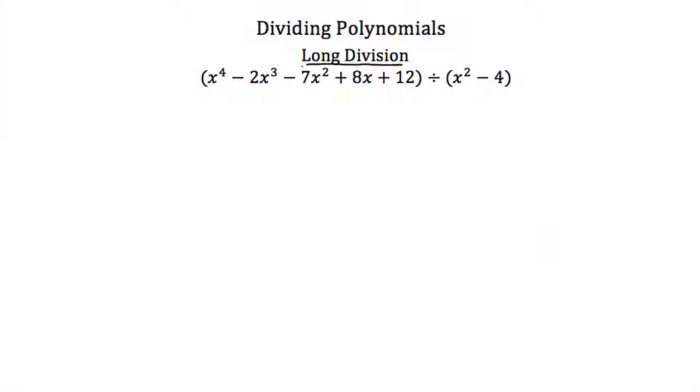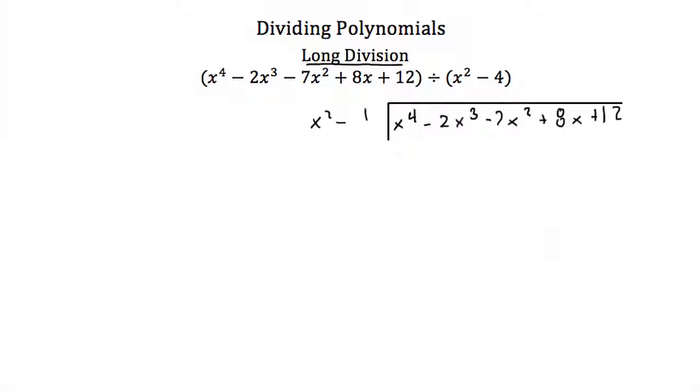And this is just like long division with numbers. We're just going to use it for polynomials. And here's how. We start with our first polynomial, x to the fourth minus 2x cubed minus 7x squared plus 8x plus 12, and we place this polynomial under our division sign. On the outside of my division sign goes my x squared minus 4.